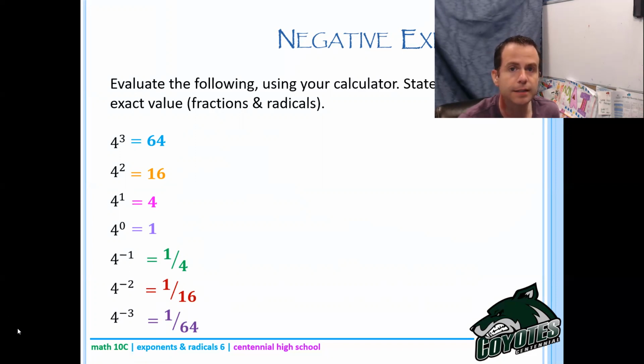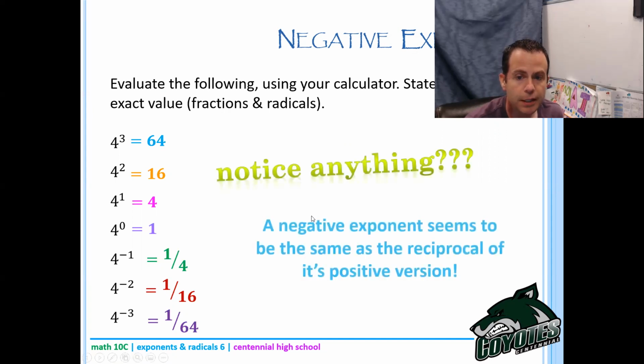And I'm hoping at this stage of the game, even though we're only like a minute into this lesson, you're getting super excited because you're saying, oh, hey, I realize what that negative exponent's doing. Do you notice anything? You sure do. A negative exponent seems to be the same as the reciprocal of its positive version, right? 4 to the 1 was 4, but 4 to the negative 1 is 1 over 4, okay? So what a negative exponent actually tells us to do is flip the base, and then it's a positive exponent.